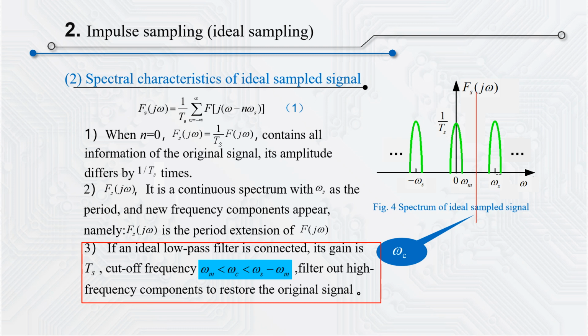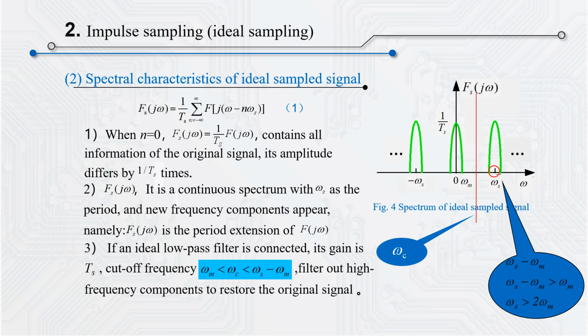Here you should note the frequency of this point. Actually, the frequency value of this point is omega s minus omega m, because the spectrum is shifted according to omega s. This is the bandwidth of the original signal. Therefore, it is required that omega c is greater than omega m and less than omega s minus omega m.